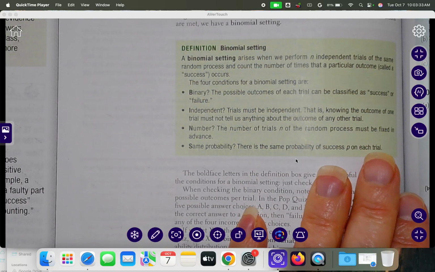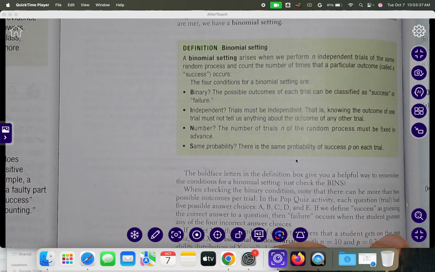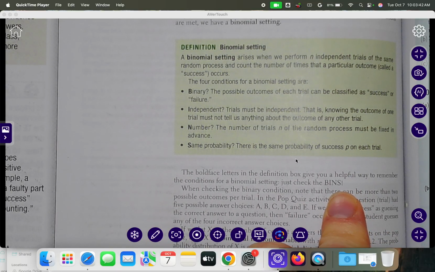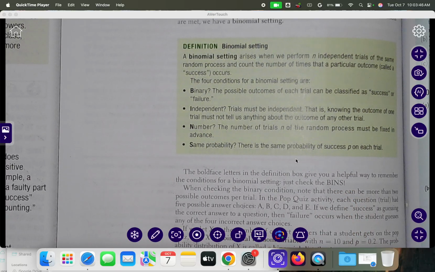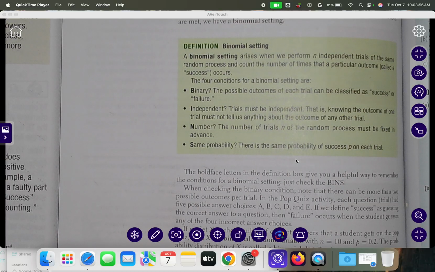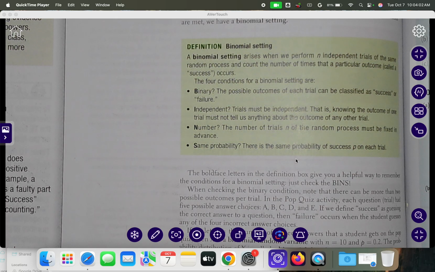The 4 conditions are, so the B is binary, so the possible outcomes of each trial can be classified as either a success or failure, so it's just like a yes or a no. The I is independent. Your trials must be independent of each other. That is, knowing the outcome of one trial does not tell us anything about the outcome of another. N is the number of trials N of the random process must be fixed in advance. And S, same probabilities. The probability of success remains the same for each trial.